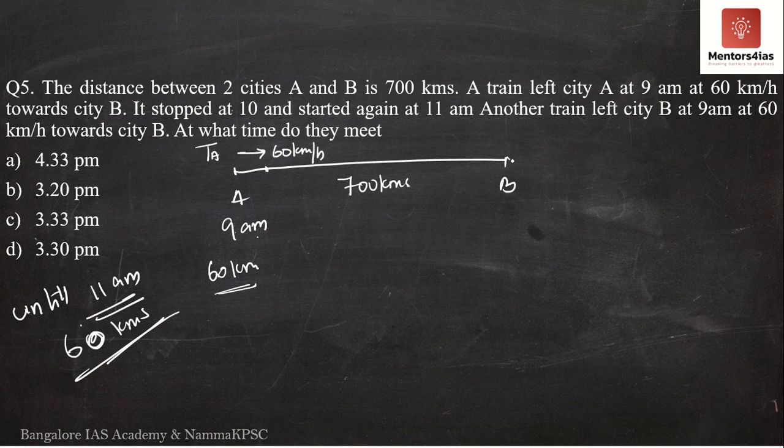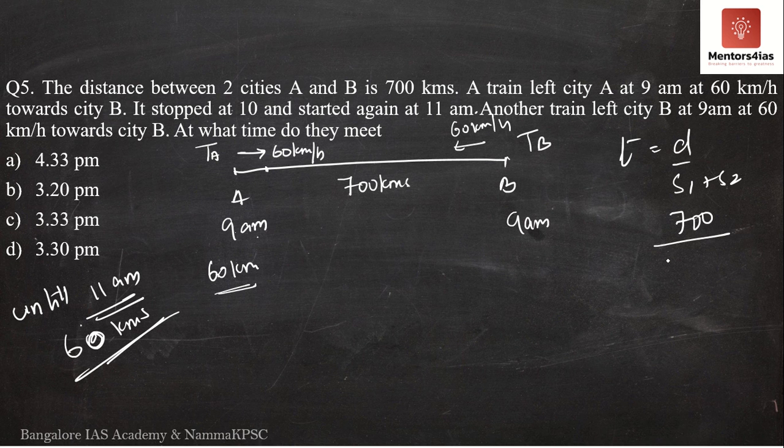Now let us take the second train. Another train left city B also at 9 a.m. Let us take it as train B, also at the same speed, that is 60 kilometers per hour, towards city A. At what time do they meet? In the previous question I did mention that both of them should be starting at the same time. In this question, both train A and train B start at the same time. So then again you would take T is equal to distance by S1 plus S2, that is 700 divided by 60 plus 60, nothing but 700 divided by 120.